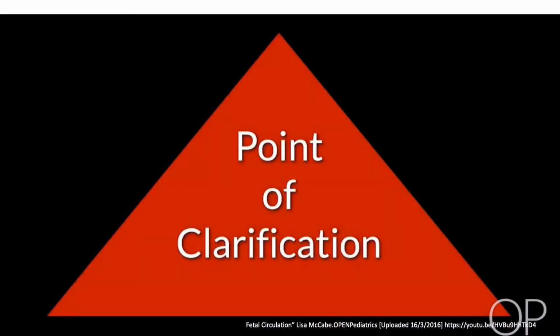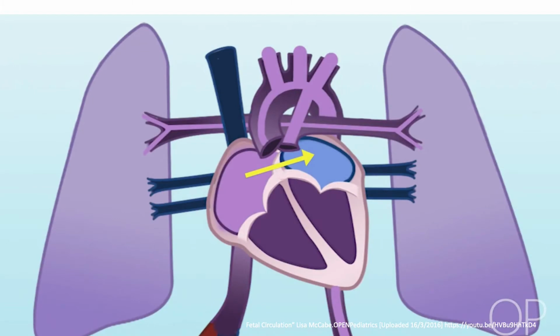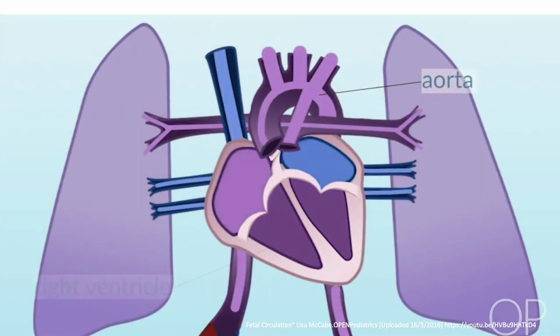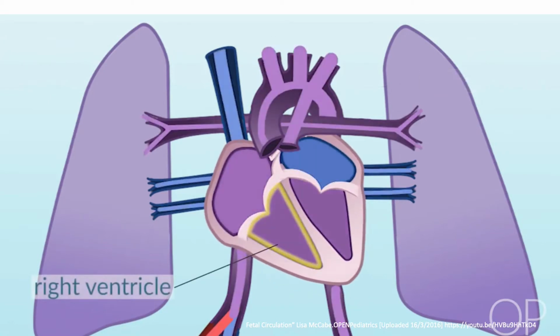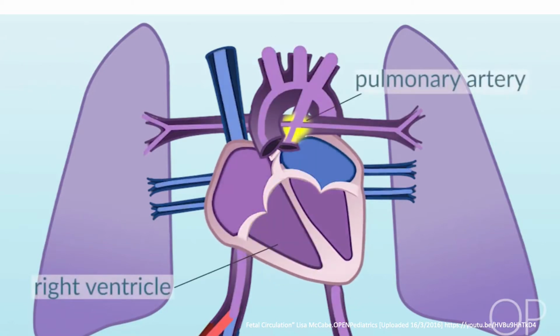Point of clarification. The flow of blood from the right atrium to the left atrium via the foramen ovale enables oxygenated blood from the placenta to reach the coronary arteries and cerebral circulation, the two most metabolically active organs in the developing fetus. Blood that flows into the right ventricle is then pumped into the pulmonary artery.